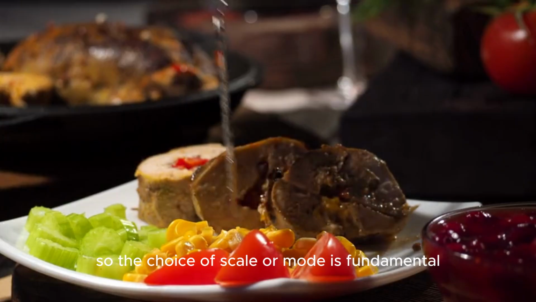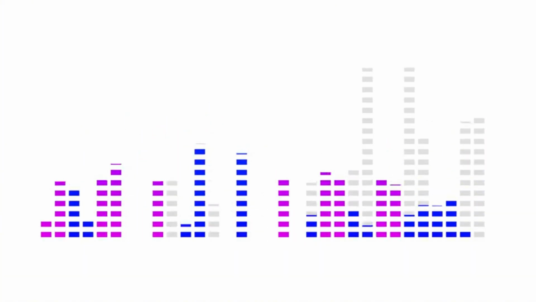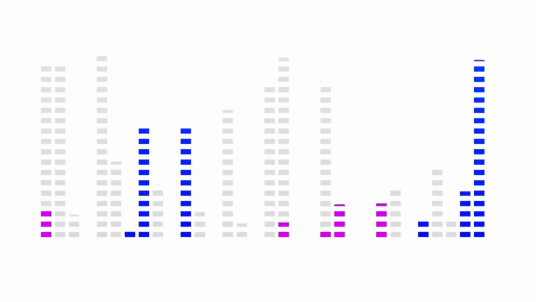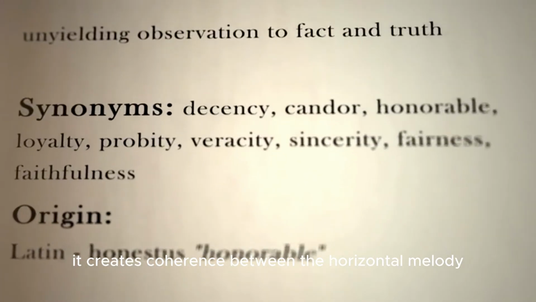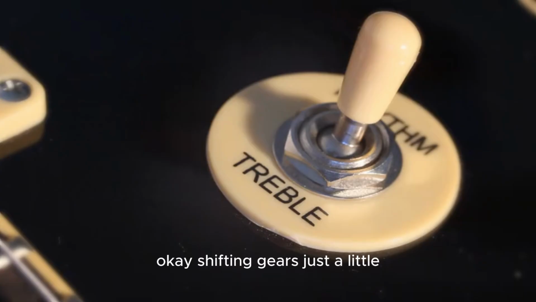So the choice of scale or mode is fundamental. It shapes the whole feeling. And presumably, it influences the harmony that works with it too. Definitely. The notes in the scale or mode naturally suggest certain chords that will sound right with the melody. It creates coherence between the horizontal melody and the vertical harmony. It's all so connected. Okay, shifting gears just a little.